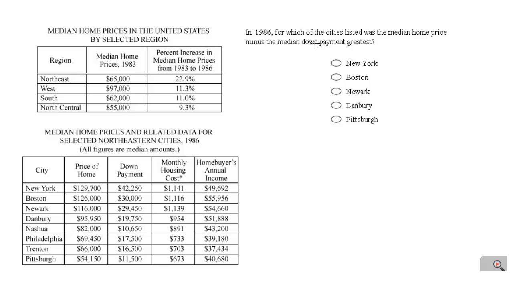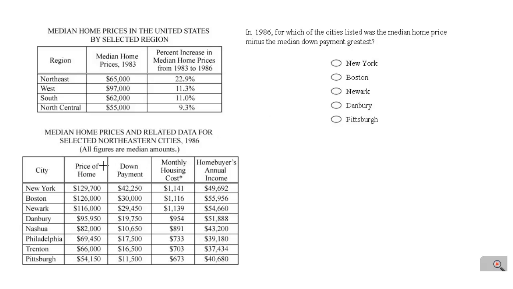So in 1986, for which of the cities listed was the median home price minus the median down payment price greatest? So we have 5 cities listed here. Of course, we have more than that. Our focus should be to evaluate the difference in the answer supply with respect to the table given. So in order not to waste time, we go to New York.